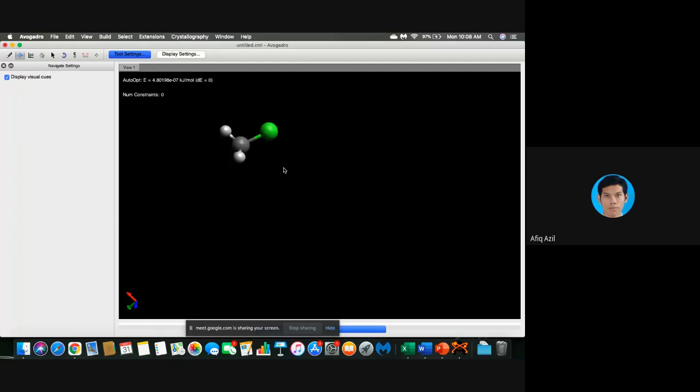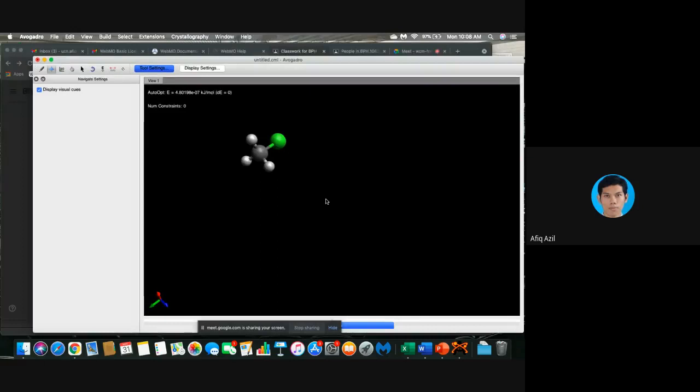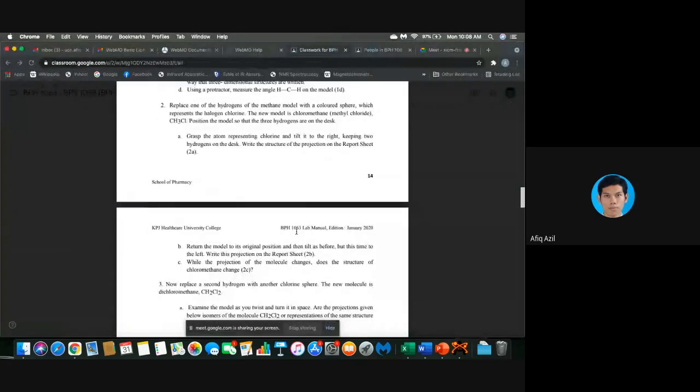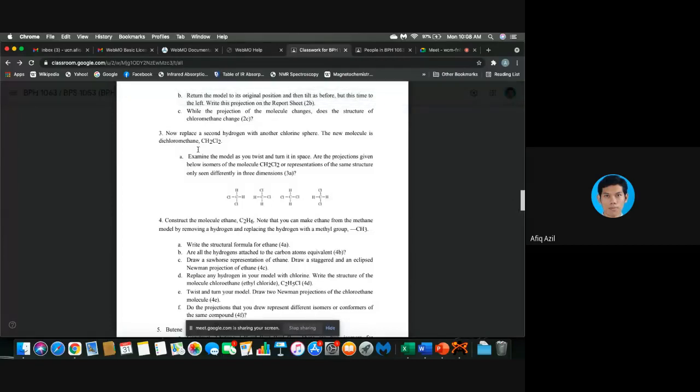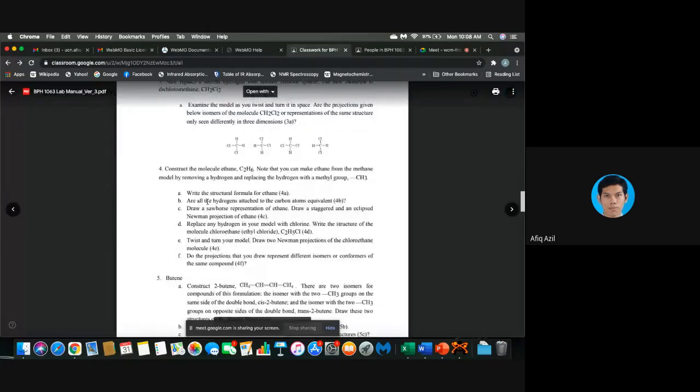Okay, so you have one chlorine. It's like a V over here and also another V at the bottom. So it can be like this. You can draw it like this. This is the projection that it wants. Okay, and answer the rest of the question. And step number 3 asks you to draw another chlorine. You replace another hydrogen with chlorine, and then answer this question.